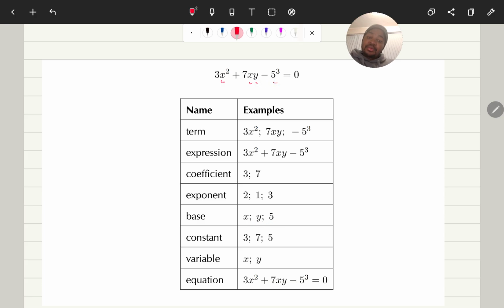We're going to talk about exponents in the next chapter. For you to have an exponent, you will have a base, and then that base has an exponent. Then we talk about constants. Those are numbers: 3, 7, 5. Our variables are x and y, and then the equation that it is. This is just something to be aware of.